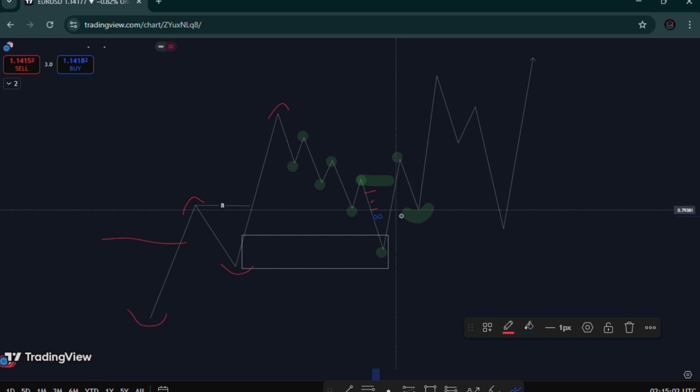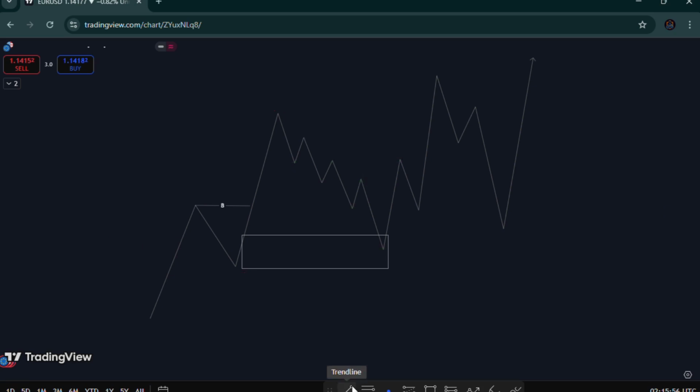Price will actually come back, mitigate the actual demand, and run up to the upside, then come back again to mitigate another demand level. At this point, why does price mitigate this demand level? I believe that other smart money traders will also get involved with selling. Moving forward, we have this break of structure, which is continuation to the buy side.